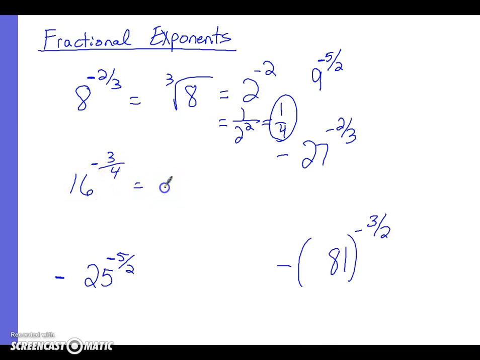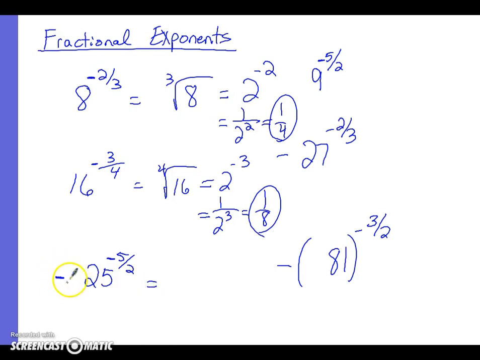So 16, look at the denominator. The 4th root of 16 is 2. And then the top numerator exponent is to the negative 3rd. We'll rewrite that as 1 over 2 cubed, so that's 1/8.